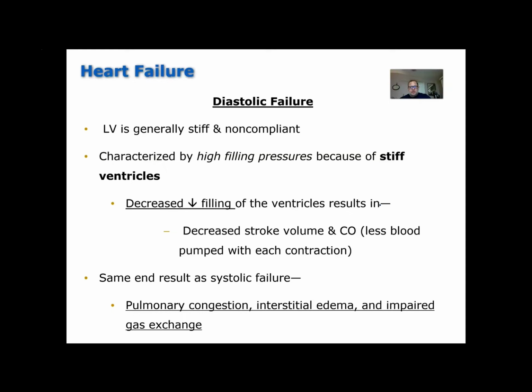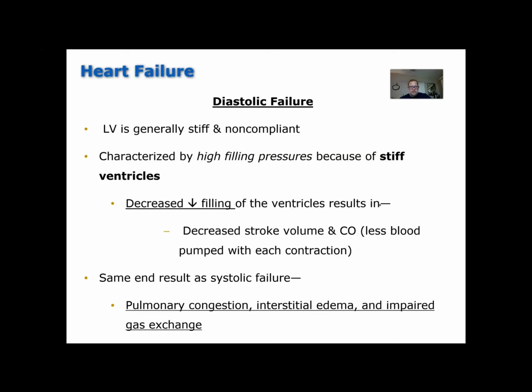So you're going to have high filling pressures because of the stiff ventricles, and you're going to have less blood volume there to be moved. So you're going to have decreased stroke volume overall and cardiac output. Because if less blood can get into your ventricle, then you're going to have less blood that can go out.